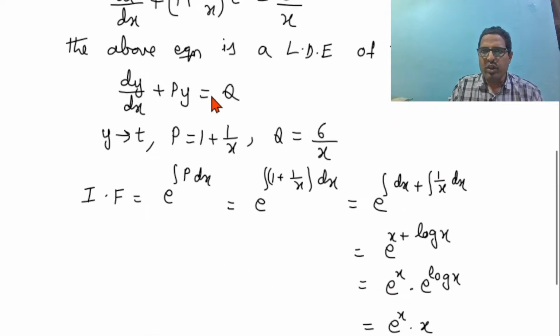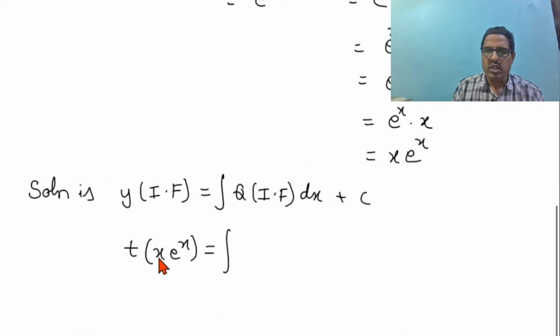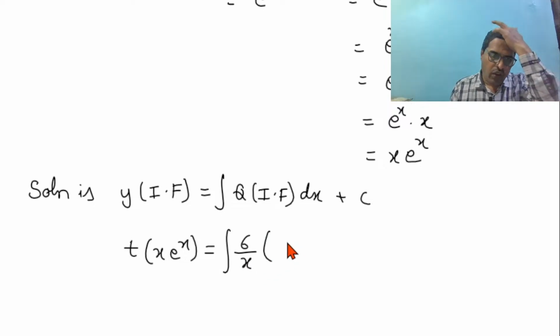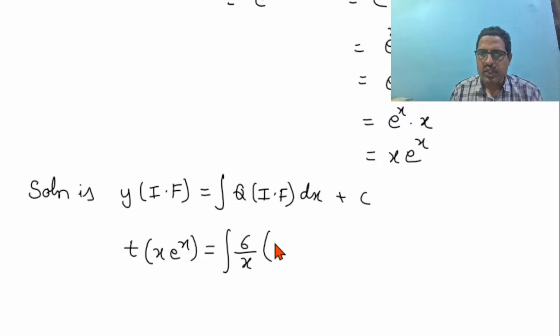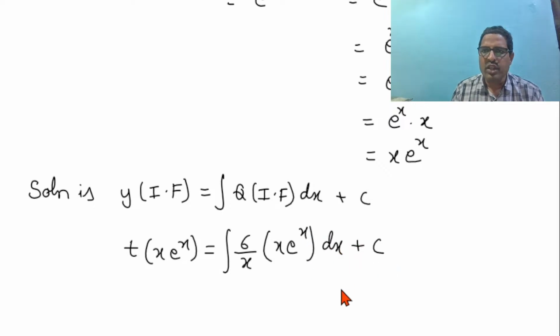If you observe, the q value that I have taken is 6 by x. And the integrating factor that you have is x e power of x, times dx plus the constant of integration c. But if you try to observe, this x and x will cancel out.